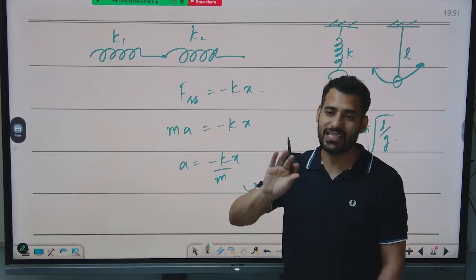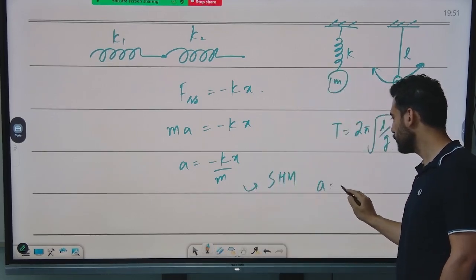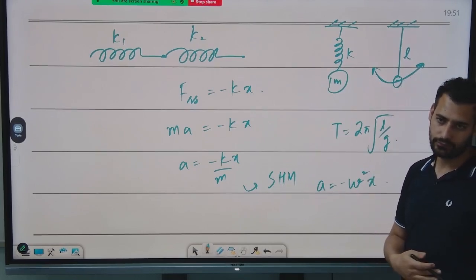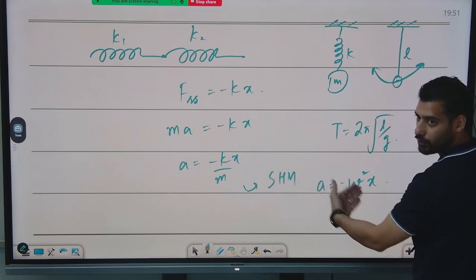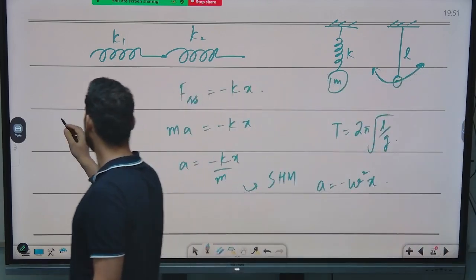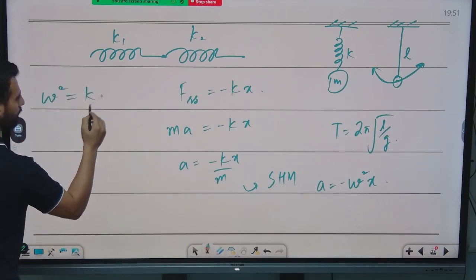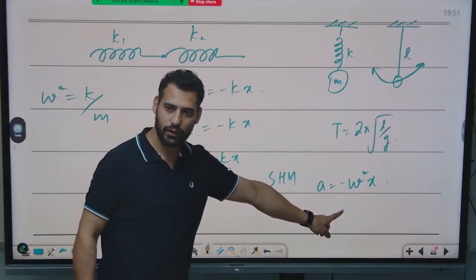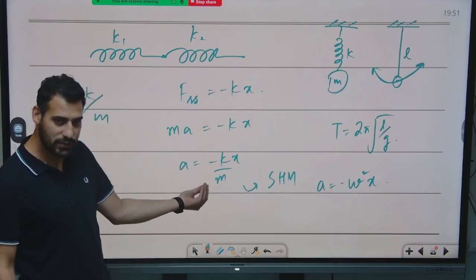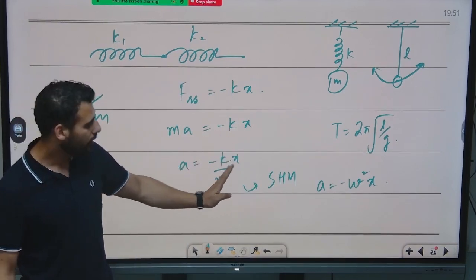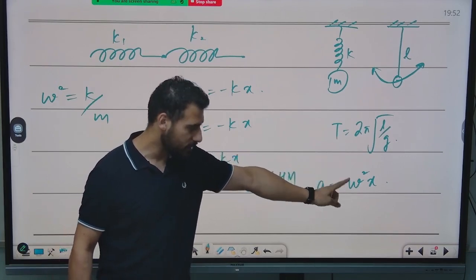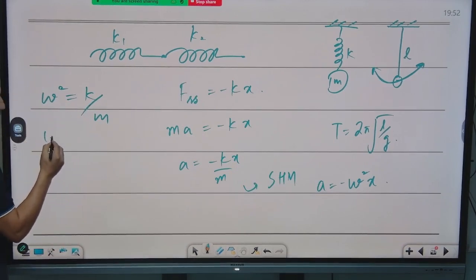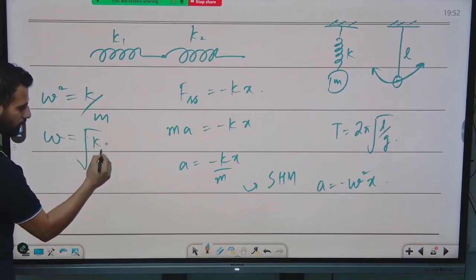Fine? The general expression for simple harmonic motion is a equals minus omega squared times x, where omega is the angular frequency. If you compare the expressions, what do you see? Don't you see omega squared is equal to k by m? Yes or no? This is the standard equation, and if this is true, then this is simple harmonic motion. We confirm omega squared will be k by m. So omega will be square root of k over m, isn't it?